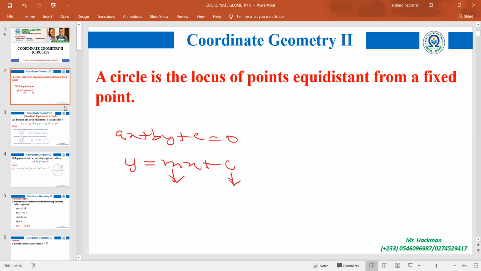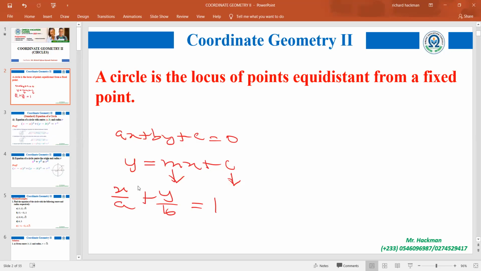So this is what we call the gradient or slope-intercept form. This is the standard or the general form. And we also said you can write your equation in what we call the intercept form. So the intercept form will be x over a plus y over b is equal to what? 1. Where a is the x-coordinate of the x-intercept, and b is the y-coordinate of the y-intercept. Like I said, I will send you the video.